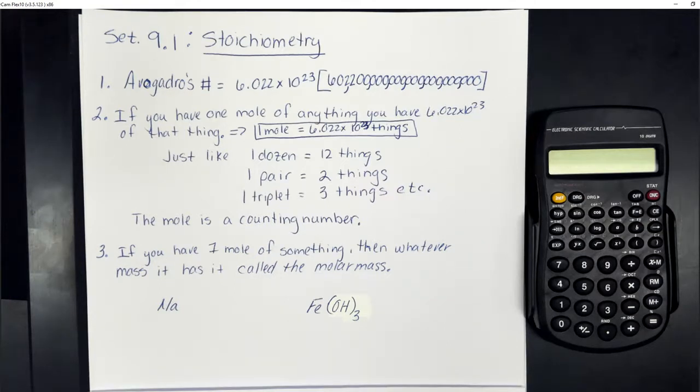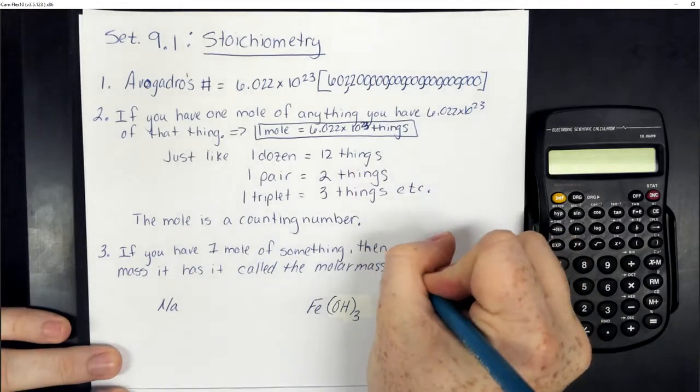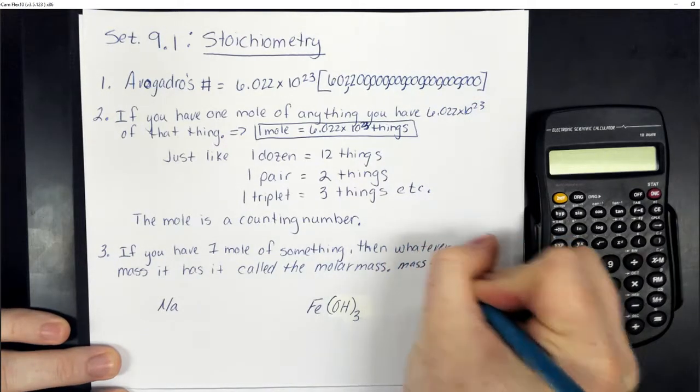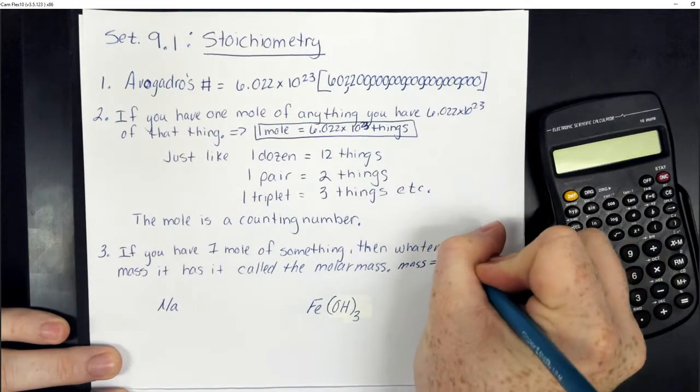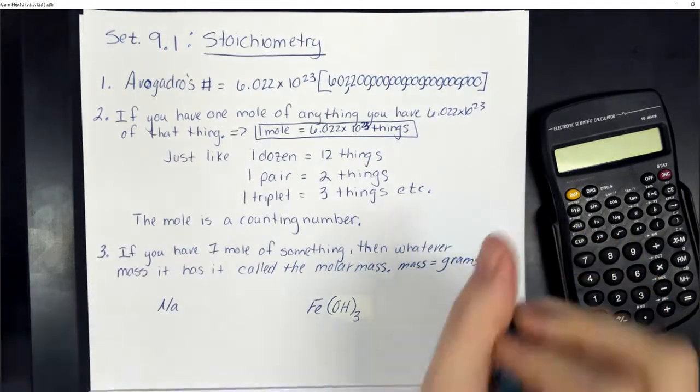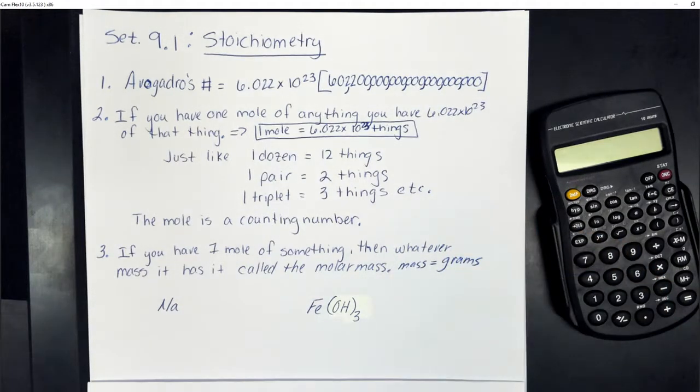If you have 1 mole of something, then whatever mass that thing has is known as the molar mass. Now, I forgot to go over this in set 1, but mass is another unit of measure, and it has the units of grams. Okay? We measure it in grams. So 1 mole of something, whatever that thing weighs out on a scale, we call it the molar mass.